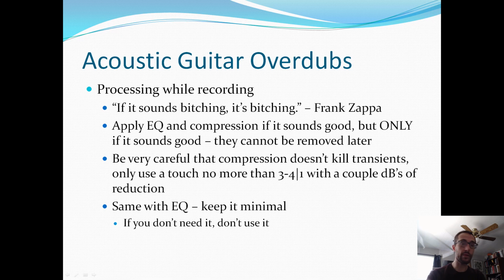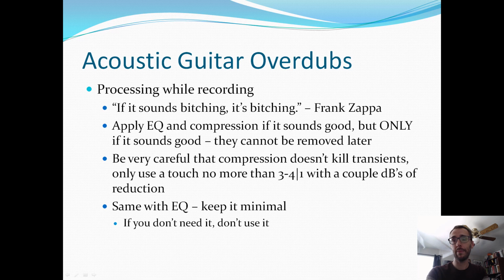Also, be very careful with compression that it doesn't kill the transients. So just use a little bit of compression and no more than a 3 or 4 to 1 ratio with a couple of dBs of reduction. Otherwise, again, your transients, instead of having nice clean spikes, are just going to kind of get folded down, and you'll have a solid black bar that you have to try and edit with. Good luck.